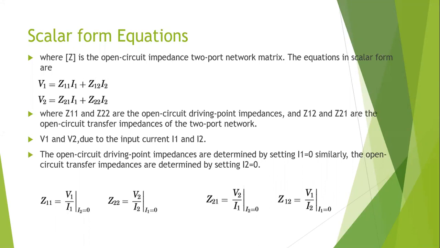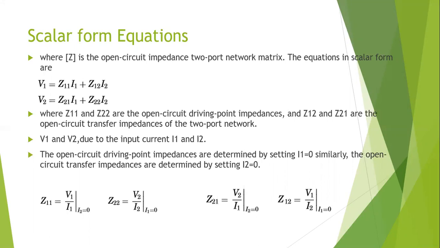Here Z11 and Z22 are the open circuit driving point impedances, and Z12 and Z21 are the open circuit transfer impedances of the two-port network. What is the main difference between driving point impedances and transfer impedances? Let us first consider the transfer impedances. Here Z12 and Z21 are the transfer impedances. What does the notation Z12 exactly mean? In Z12, 2 means port 2 and 1 means port 1. So Z12 is an impedance that is influenced by port 2 on port 1.